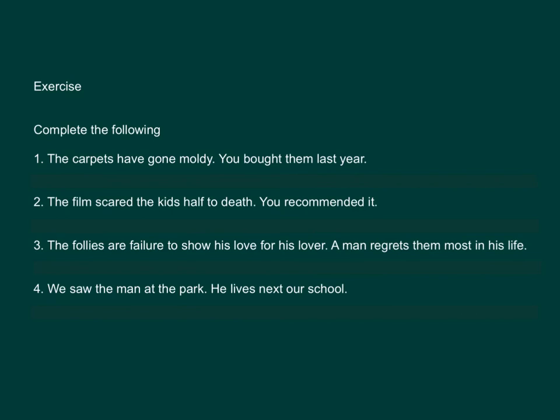Exercise. Complete the following. 1. The carpets have gone moldy. You bought them last year. 2. The film scared the kids half to death. You recommended it. 3. The follies are a failure to show his love for his lover. A man regrets them most in his life. 4. We saw the man at the park. He lives next to our school.